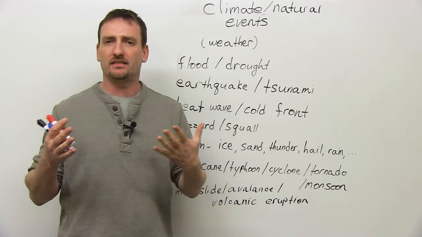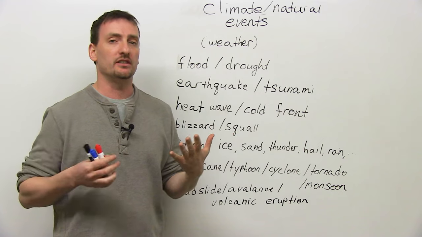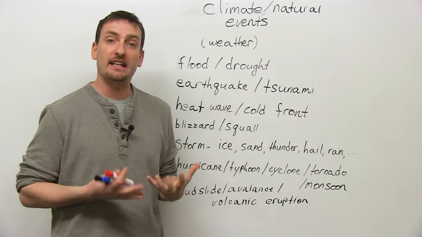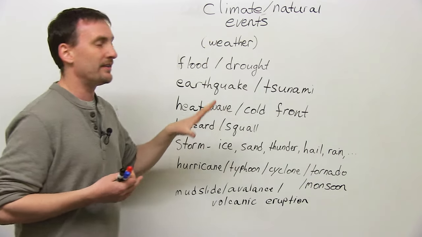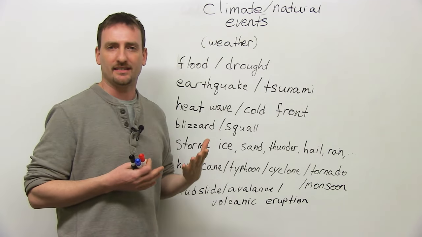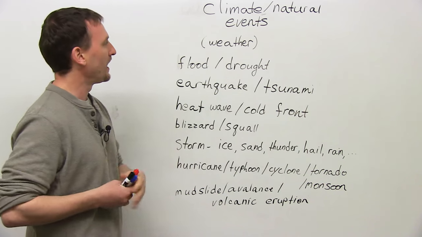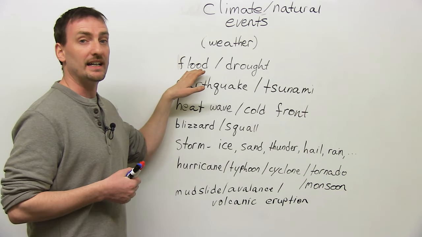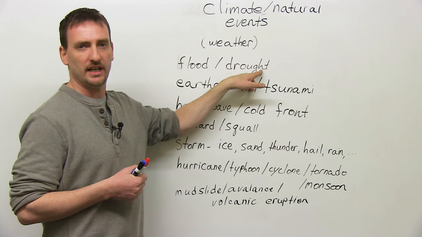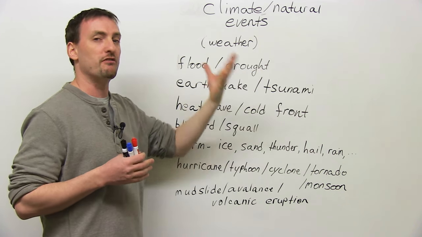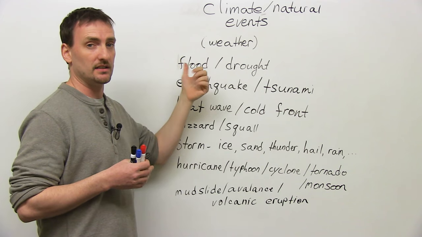Now, this last year or the past two or three years have seen some very crazy climate events. So I'm going to give you some words to be able to discuss these amongst yourselves. First, we're going to start with flood and drought. Okay, the GH is not pronounced in drought. Flood, like going up.